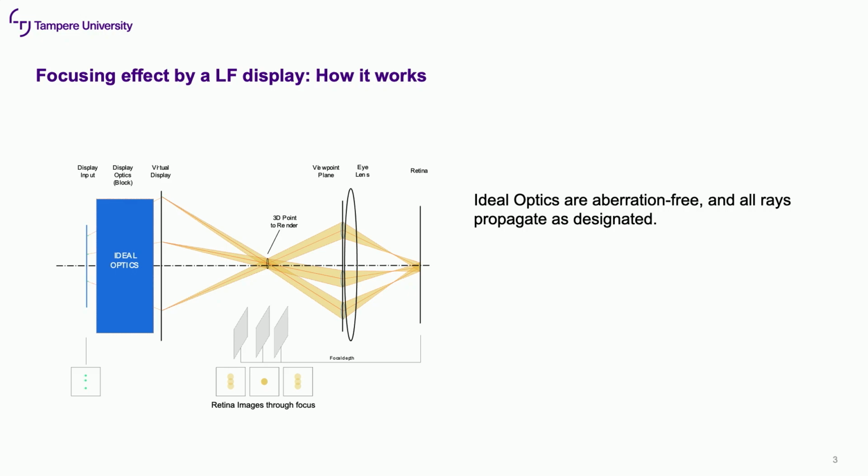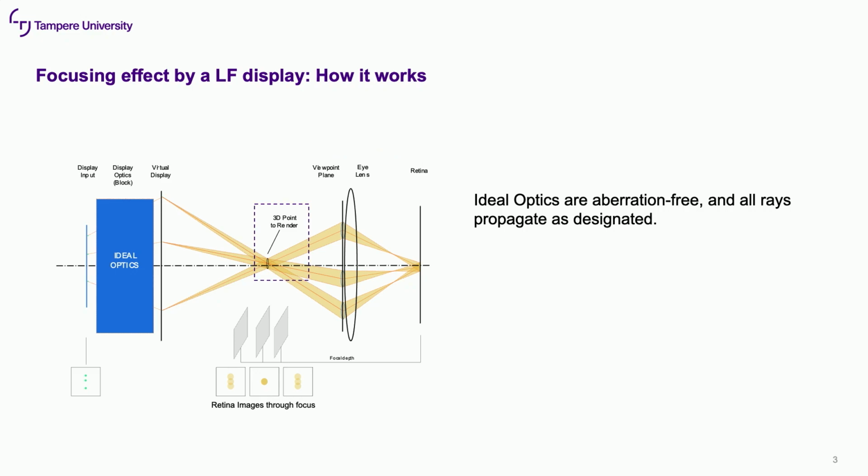This diagram provides a detailed illustration of how a light field display ideally creates a focusing effect for the eye. In the model shown here, the light field display consists of a display input panel and an optics component. Together, they generate a light field model with two key planes, the virtual display plane, which is the image plane of the display input, and the viewpoint plane. Positioned beyond the viewpoint plane is an idealized model of the human eye.